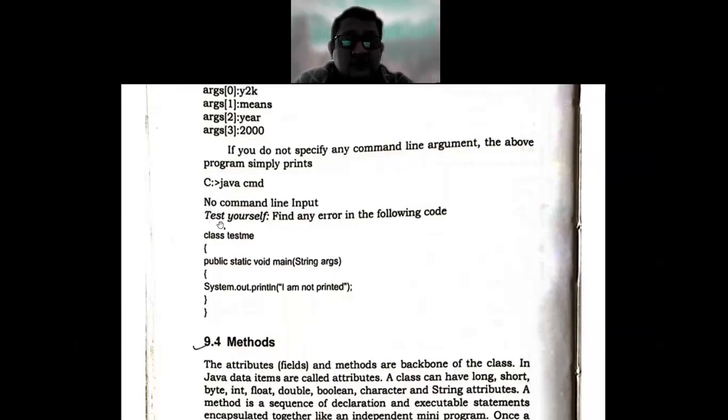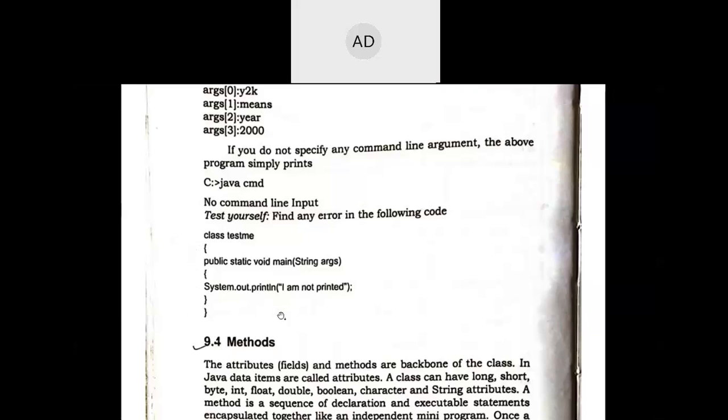So here, test yourself: find any error in the following code. Class Test me, public static void main string args, and then System.out.println I am not printed. Okay, so just a print. Now whoever is present today, can anybody point out the error in this particular program? I am asking all of you. Are you seeing this? Can you see an error in this piece of code? Anywhere you can see an error? Be frank.